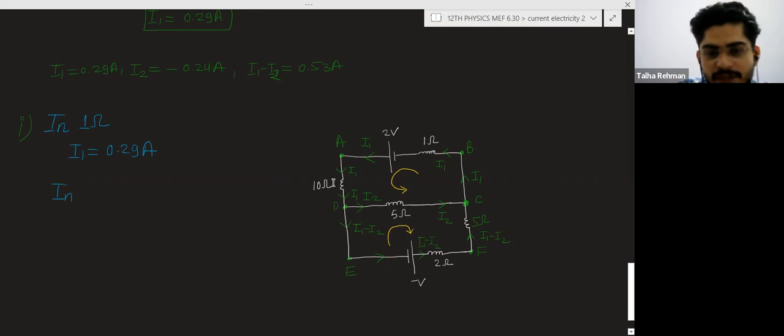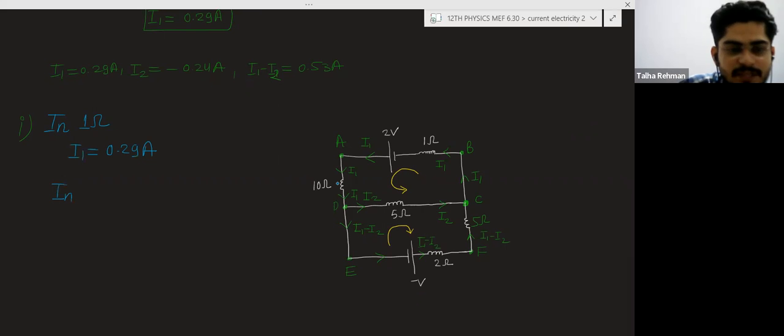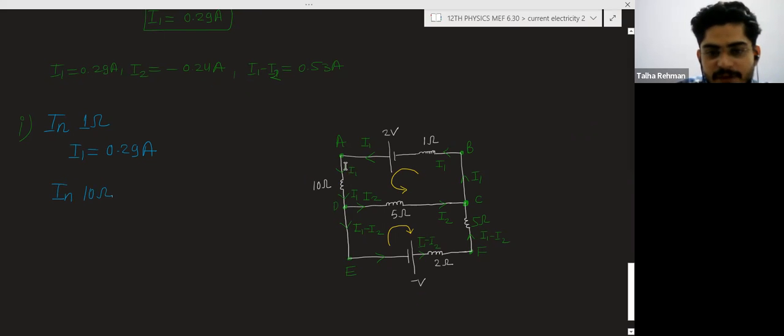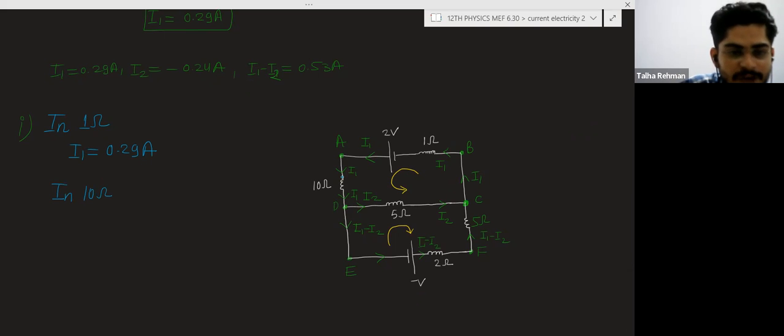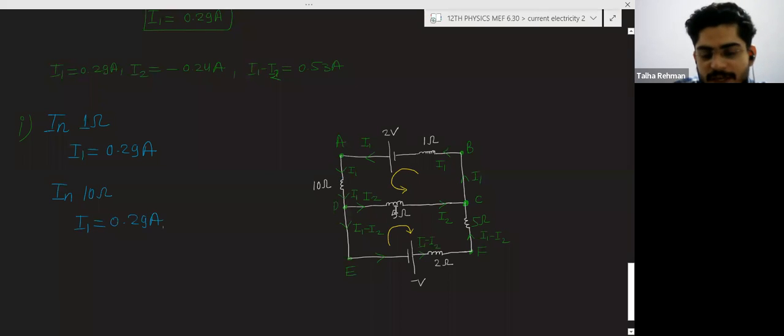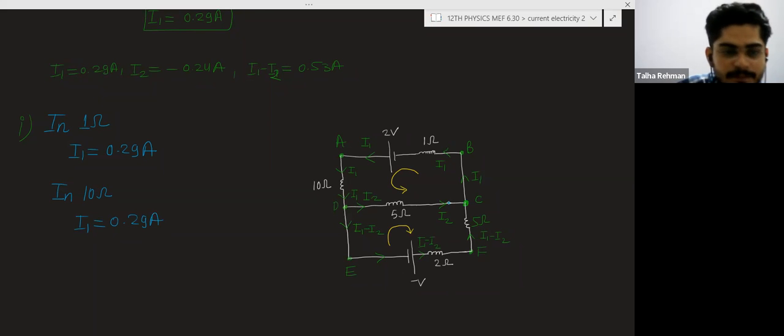If you want to calculate the current in 10 ohm resistance, what is the current? The current is I1. What is the value of I1? 0.29 ampere.